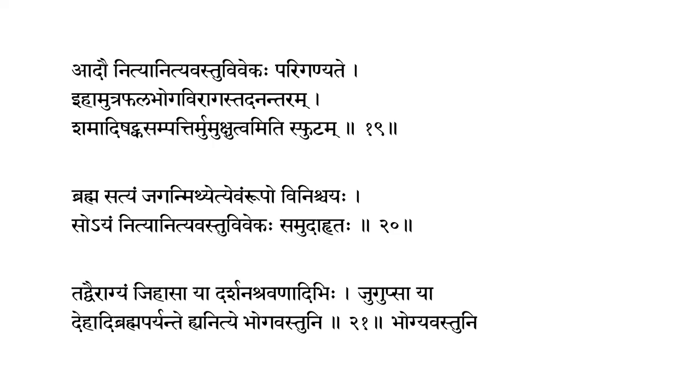Dehadi Brahma Paryante, up to Brahma means where? Hiranyagarbha, Brahmaji. So up to that, these are what? Anitya Bhogya Vastuni. In these Bhogya Vastu, which are Anitya. Anitya means transient in nature. Transient means passing. They are there, they are changing, they are passing. Anitya Bhogya Vastuni, those things which are impermanent in nature.